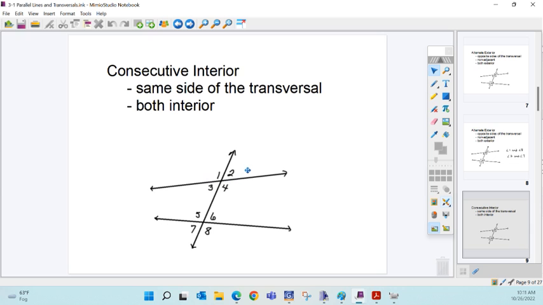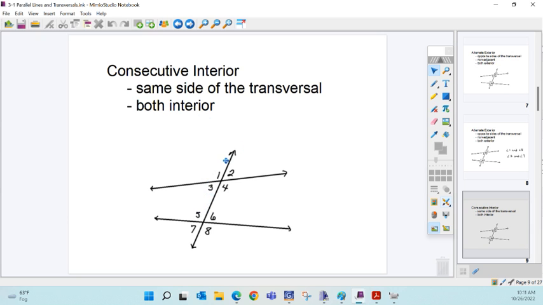And finally, consecutive interior. And these angles will all have special relationships as far as the number of degrees when we have parallel lines. So that's where we're going with this. Okay, so consecutive interior, both on the same side of the transversal, and they're both interior. Okay, so not so many things in the list this time.